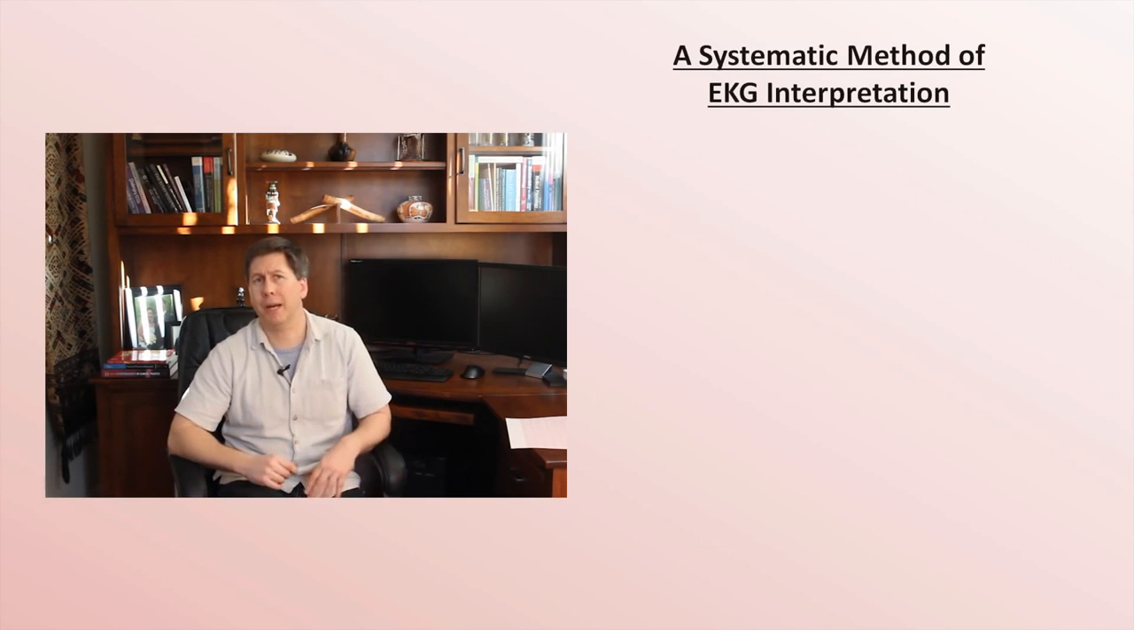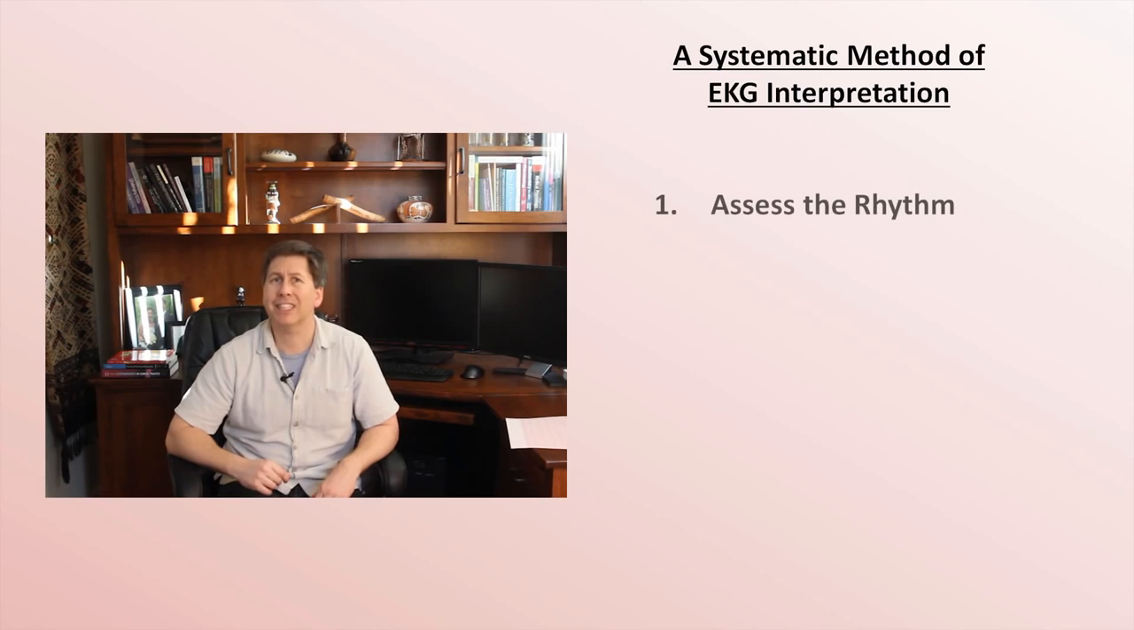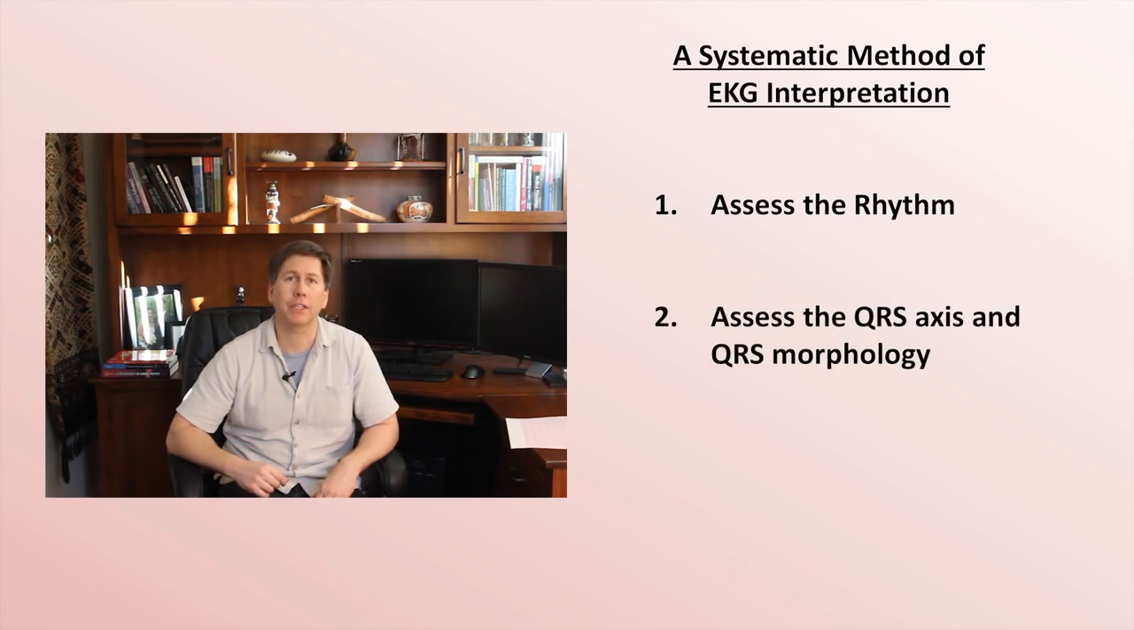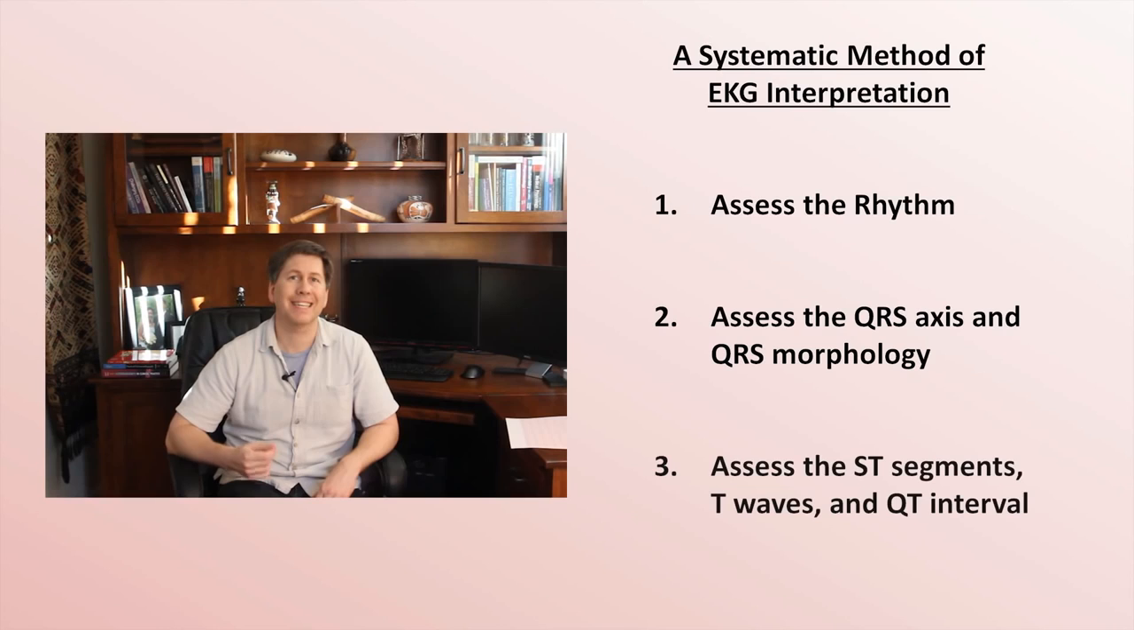My approach has 3 steps. Number 1, assess the rhythm, which will incorporate a measure of the rate, since the rate does not stand in isolation from the rhythm. Number 2, assess the QRS complex, meaning both the axis and the QRS morphology. And number 3, assess the ST segments, T waves, and QT interval, since abnormalities of these have strongly overlapping etiologies and physical appearance.